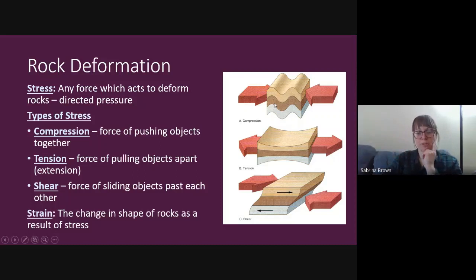Originally, every single one of these would have been a rectangle with our three layers. Looks like almost Neapolitan ice cream or something. Maybe I just need a snack. I don't know. Originally we had a rectangle, and then as our force is acting on that rectangle, you can see how each of those different types of stress are resulting in different strains.